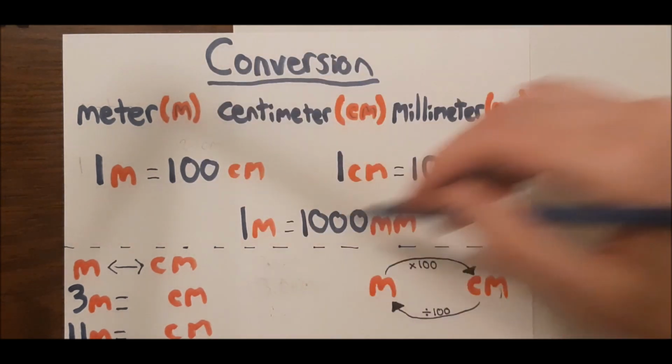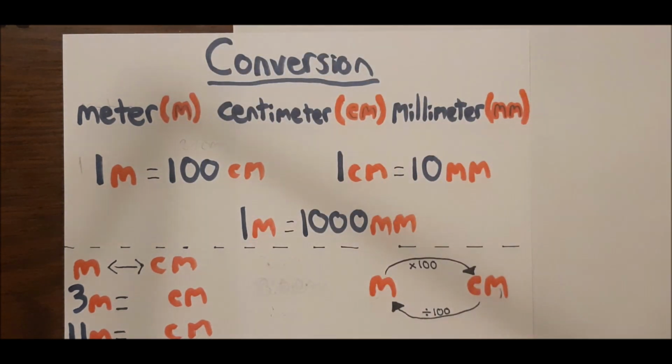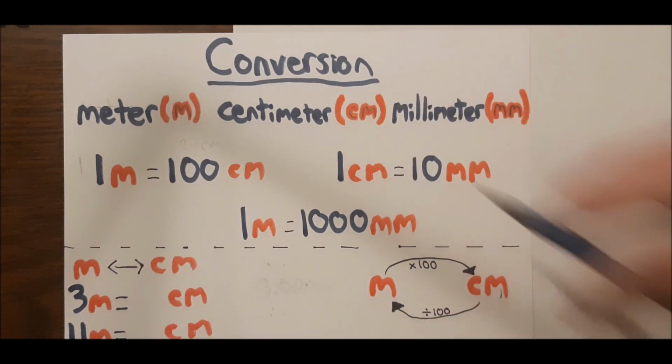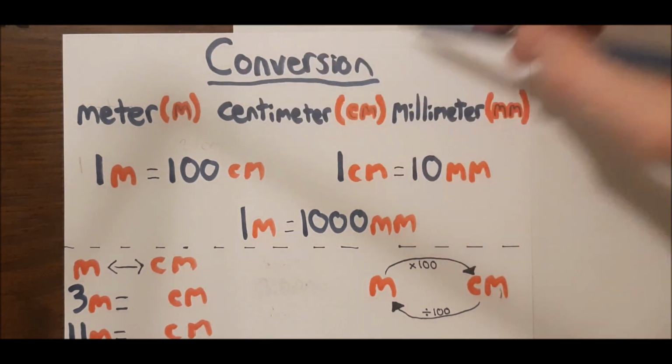So these are our 3 units of measurement, how they're denoted, and how big they are compared to each other. This is really important information. If you can memorize that, that would be awesome. Just do your best. And now that we know that, we're going to look at how to convert between these different units of measurement, hence the title, conversion.